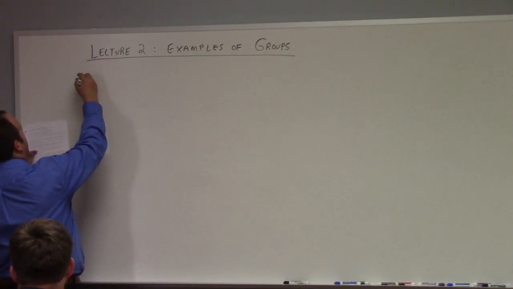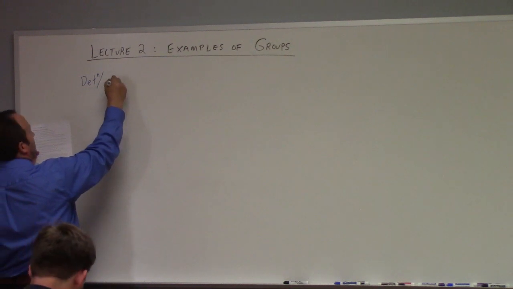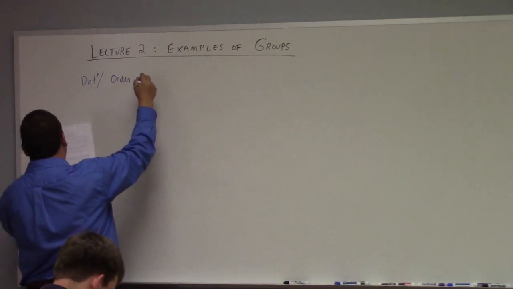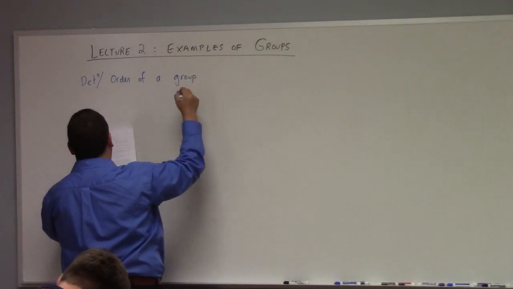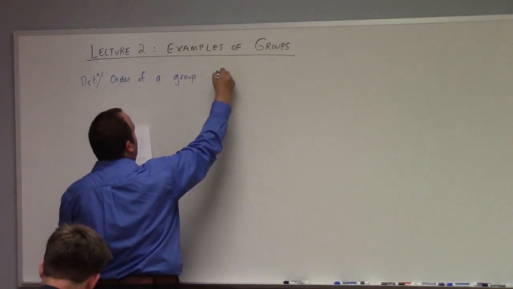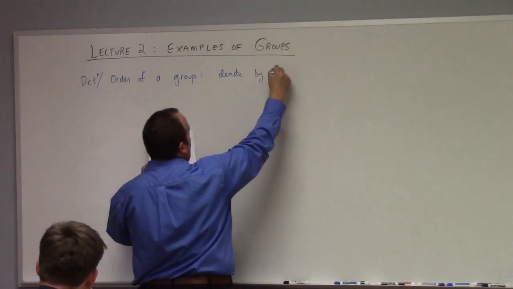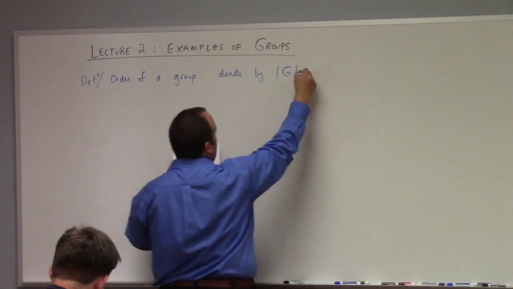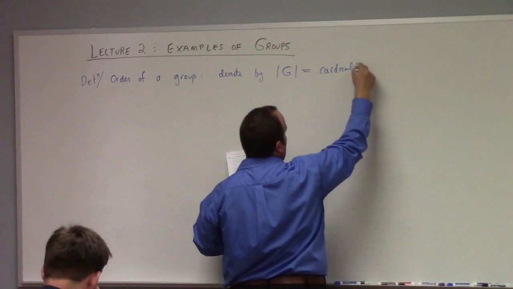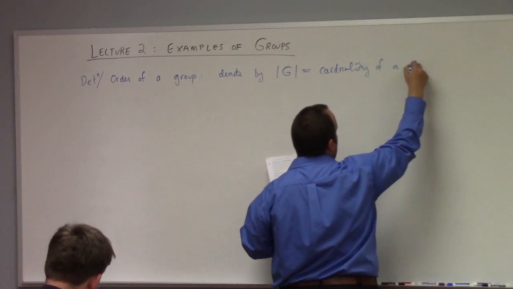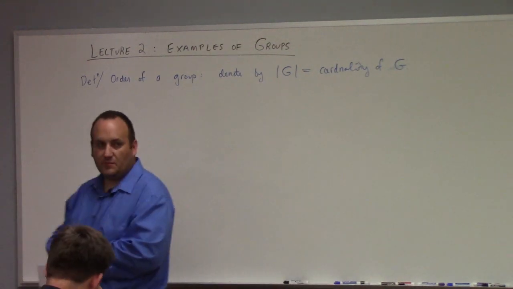And as we're adding to that list of examples, I'm going to discuss a new concept. Well, I defined this last time, but we'll talk more about it today. Order of a group. We denote by |G| the cardinality of G. Now I'm thinking of G being a group.